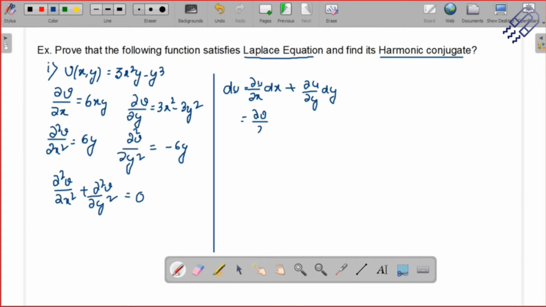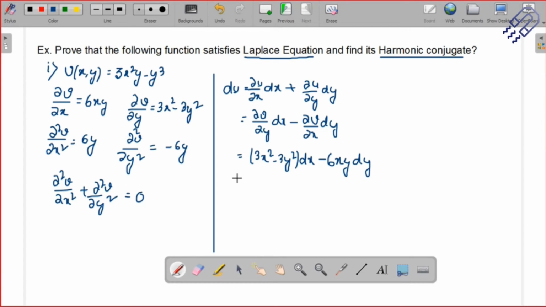So del u del x is del v del y dx, minus, del u del y is minus of del v del x, dy. So the more you practice, everything will come to you naturally. You are not going to waste much time here. Del v del y here is 3x square minus 3y square dx, minus del v del x. So del v del x is 6xy again, I'll just take it to be 6xy dy.